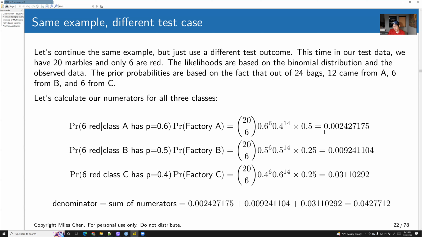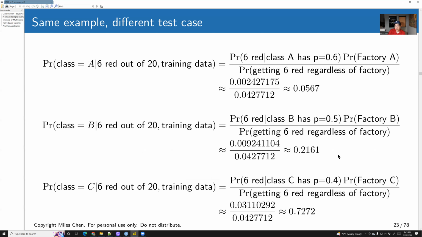And so now I'm going to take each of these numbers and divide by the denominator. After doing this, factory A is the least likely with a probability of less than 6%. Factory B has a probability of around 22%, and factory C has a probability of around 73%.